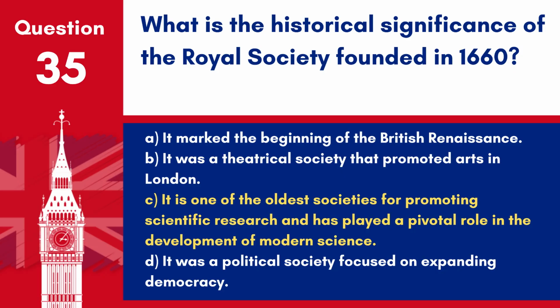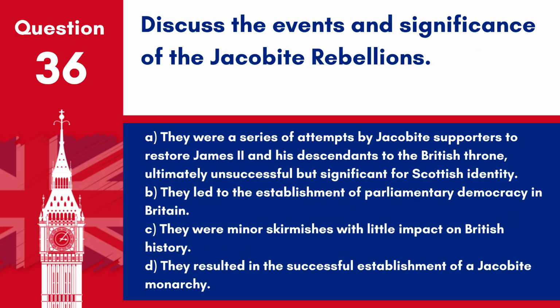Answer: C. It is one of the oldest societies for promoting scientific research and has played a pivotal role in the development of modern science. The Royal Society has been instrumental in fostering scientific knowledge and innovation. Question 36. Discuss the events and significance of the Jacobite rebellions.